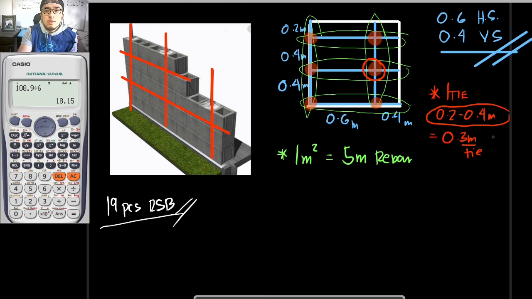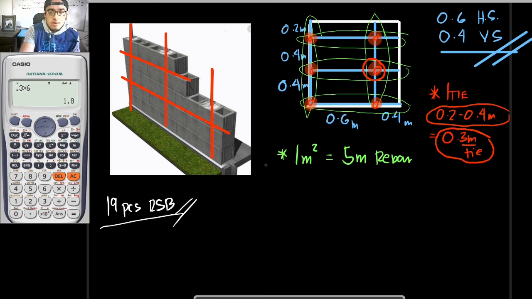So what we would be doing here is to count the number of joints. So 1, 2, 3, 4, 5, 6. So meron tayong 6 joints. So meaning, we would be multiplying 6 by 0.3 to get the length of the tie. That is to be 6 ties per square meter.